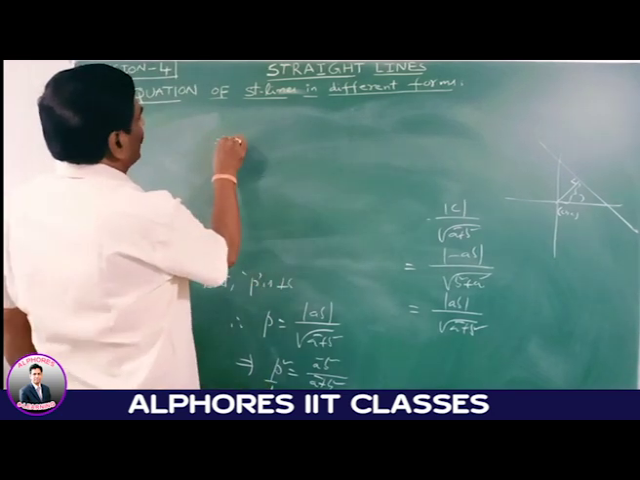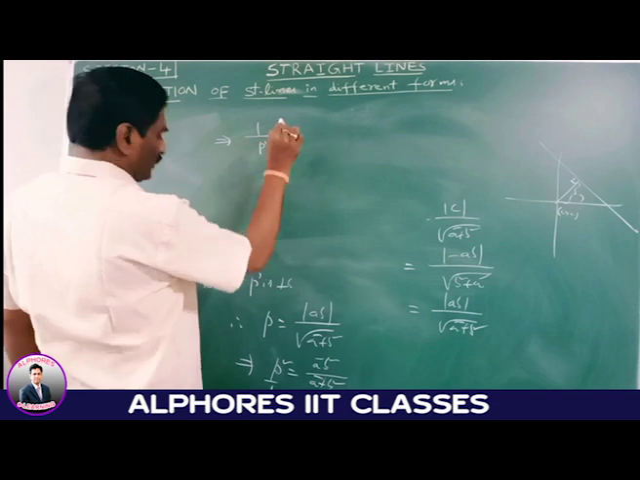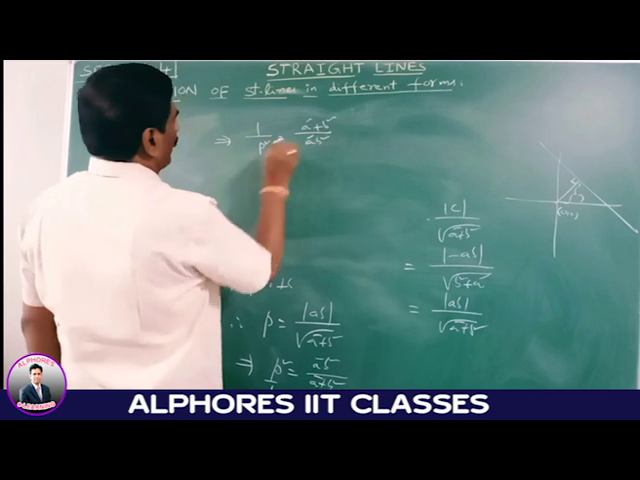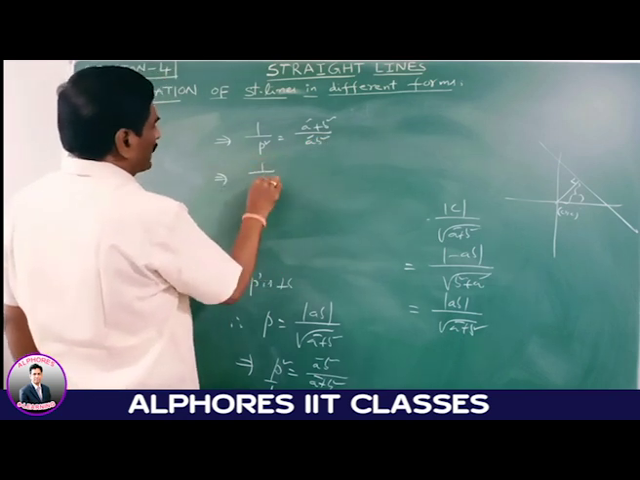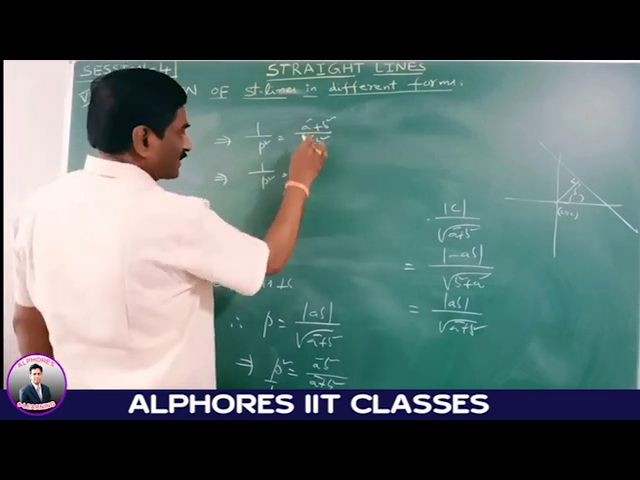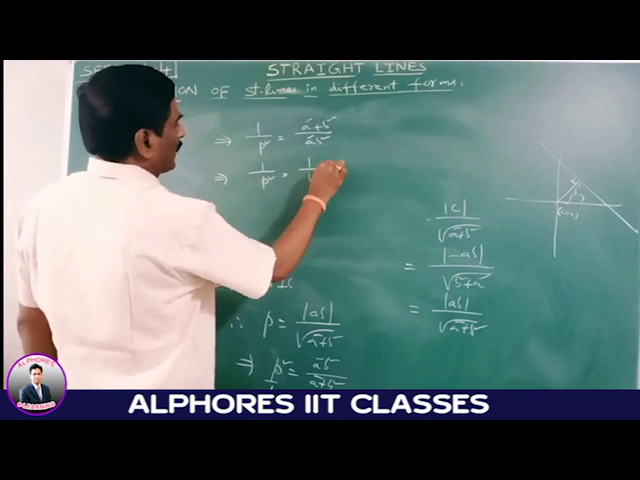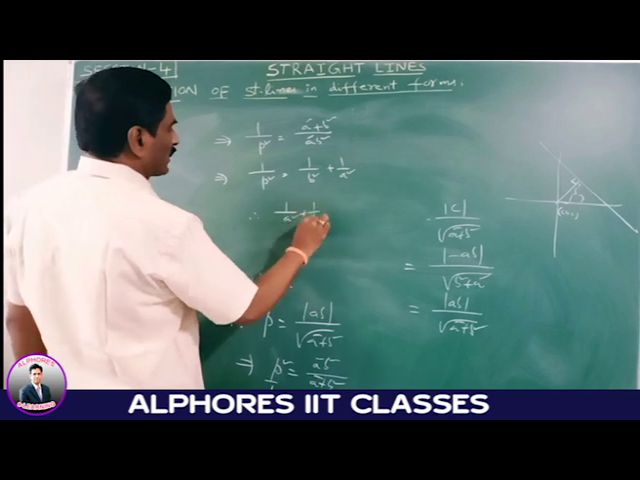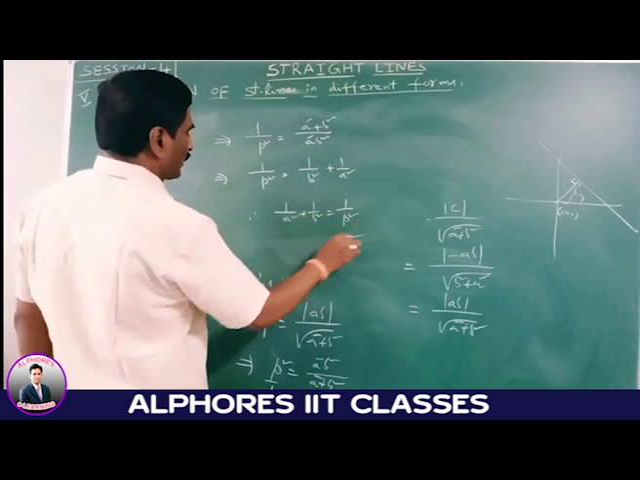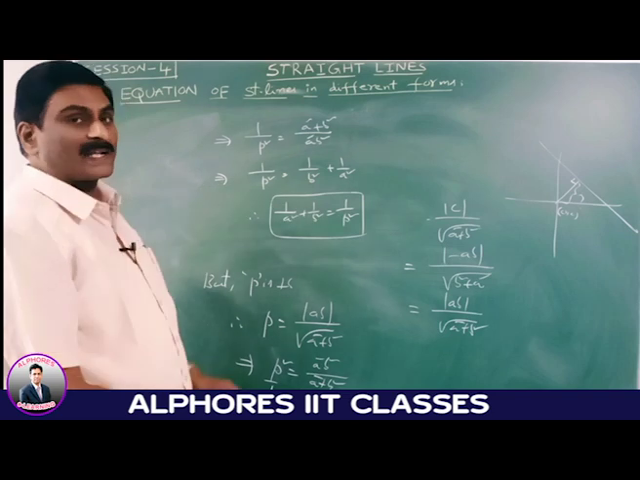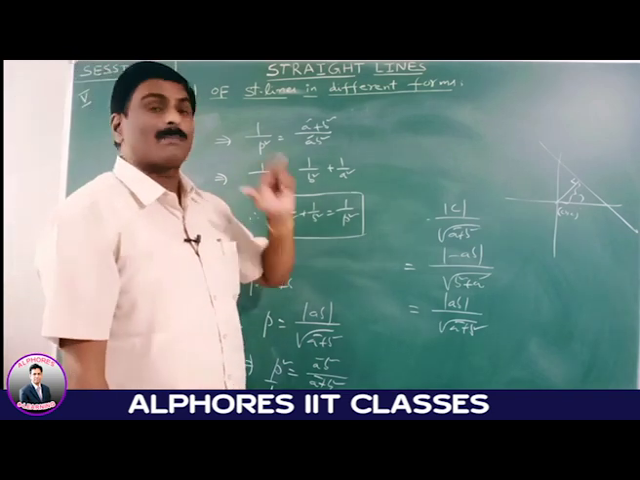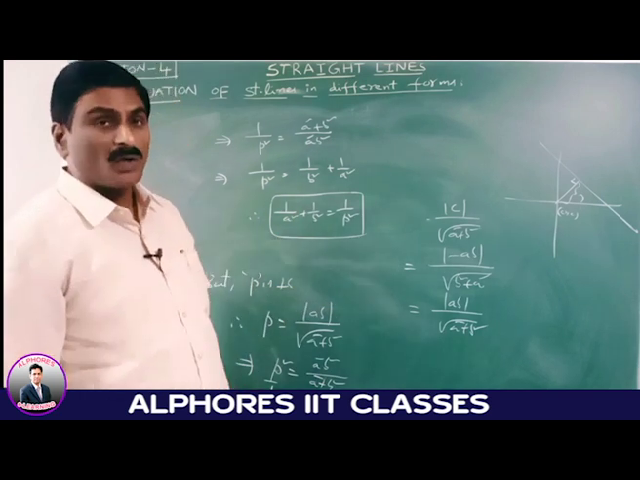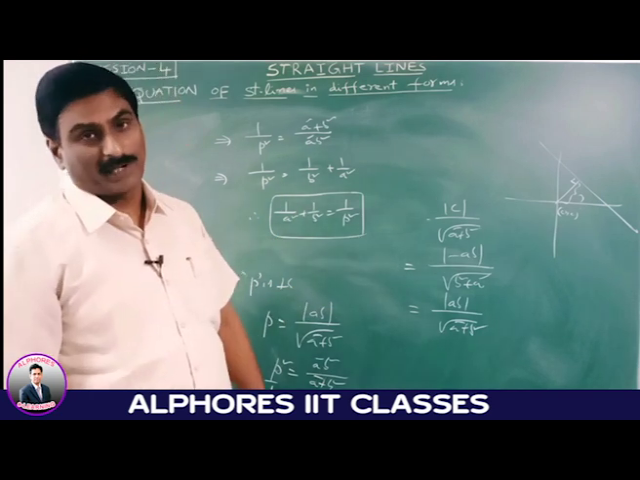Now 1 by P square is equal to, what is the value? a square plus b square by a square b square. After splitting, 1 by P square is equal to a square by a square b square, means 1 by b square, plus 1 by a square. Therefore, 1 by a square plus 1 by b square is equal to 1 by P square. If a, b are x and y intercepts of a line and P is the perpendicular distance from origin to that line, then 1 by a square plus 1 by b square is equal to 1 by P square. Very, very important property. Okay.